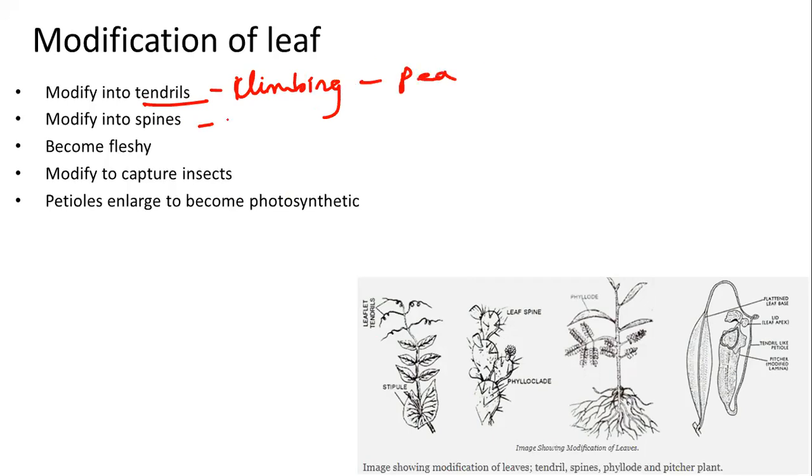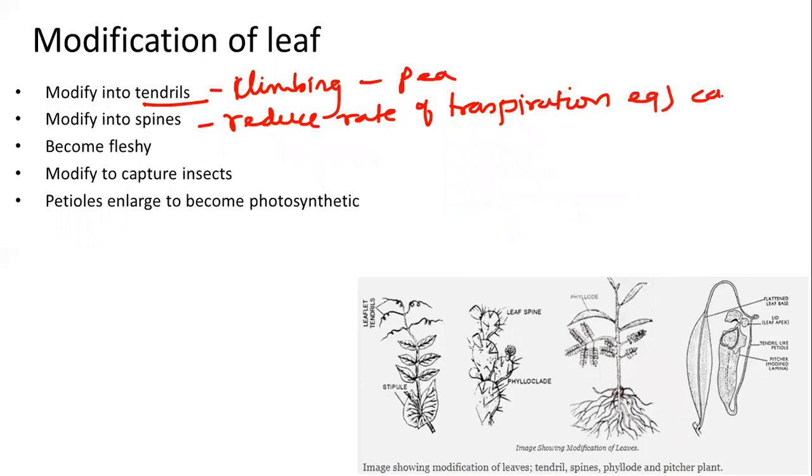The next one, it may also modify into spines to reduce the rate of transpiration. This is very important. This is usually done in desert places, or places where water is lacking. In those places the spines will be produced to reduce the rate of transpiration as well as for protection. Example, cactus.